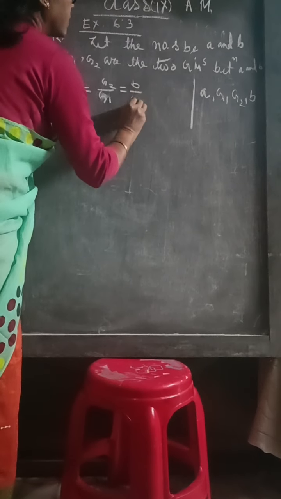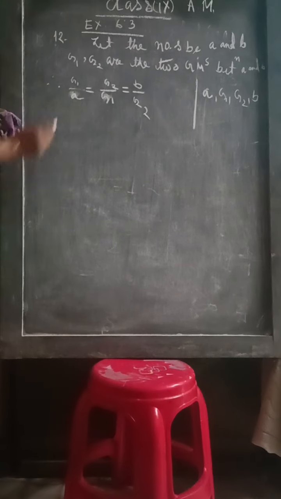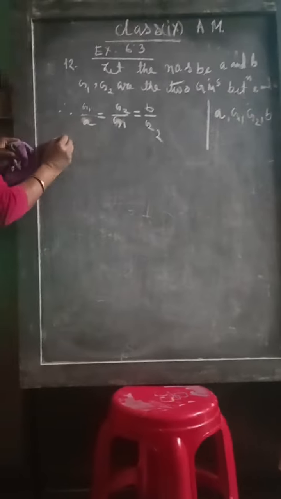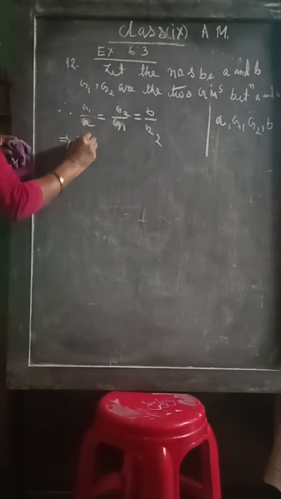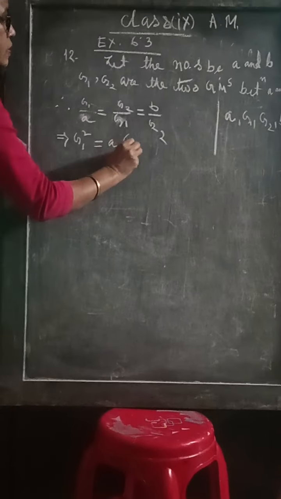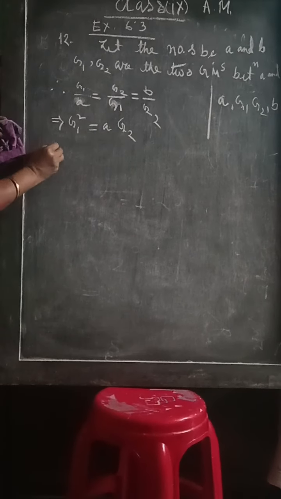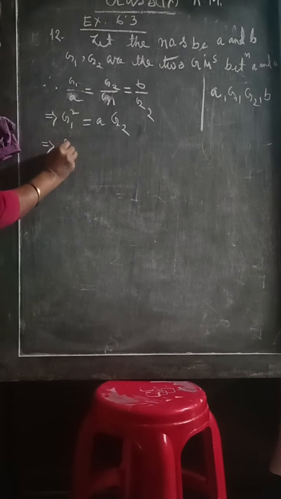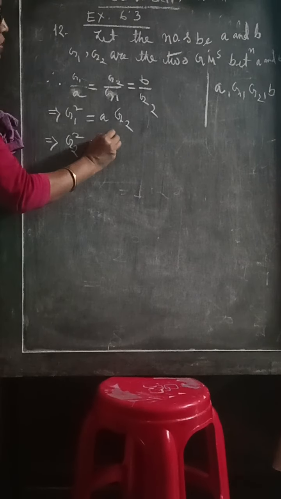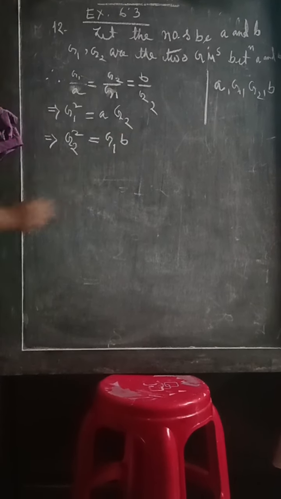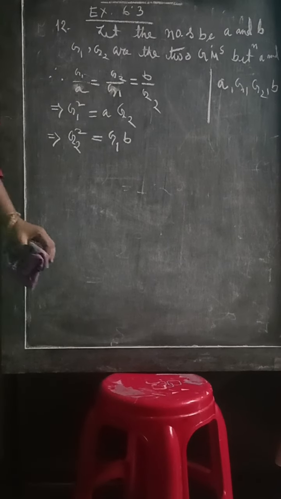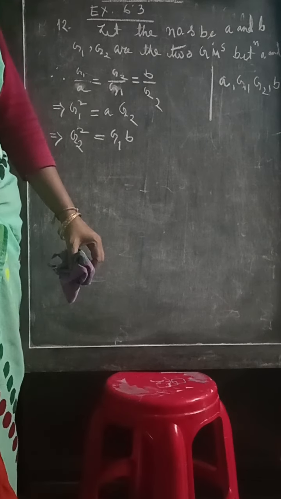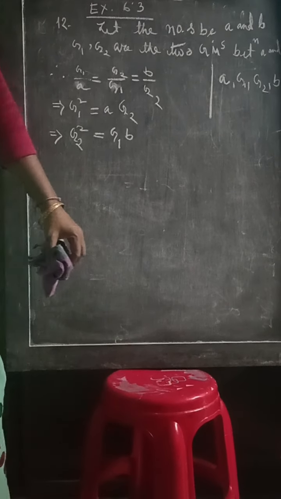What from this? You get G1 square. G1 square is equal to this into this. This implies G1 square is equal to A G2. This implies G2 square is equal to G1 B. Okay? Then we have to show that twice A equals G1 square by G2 plus G2 square by G1.